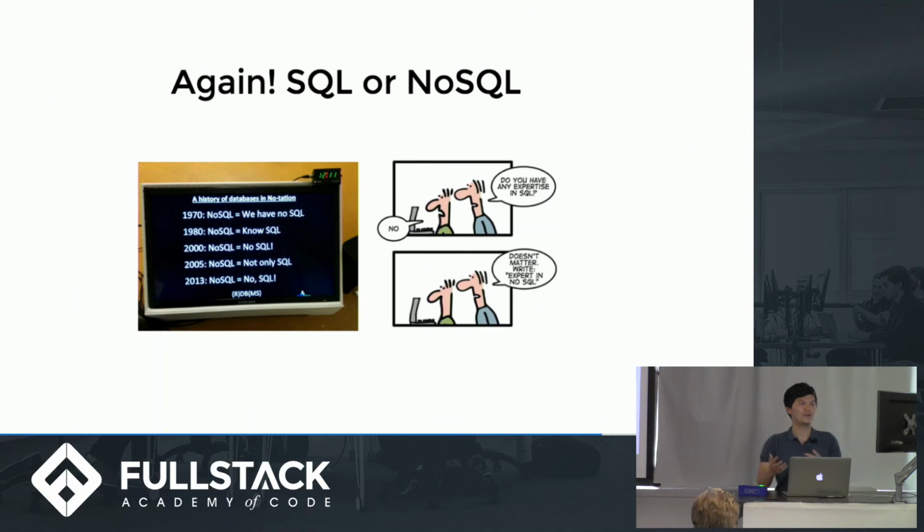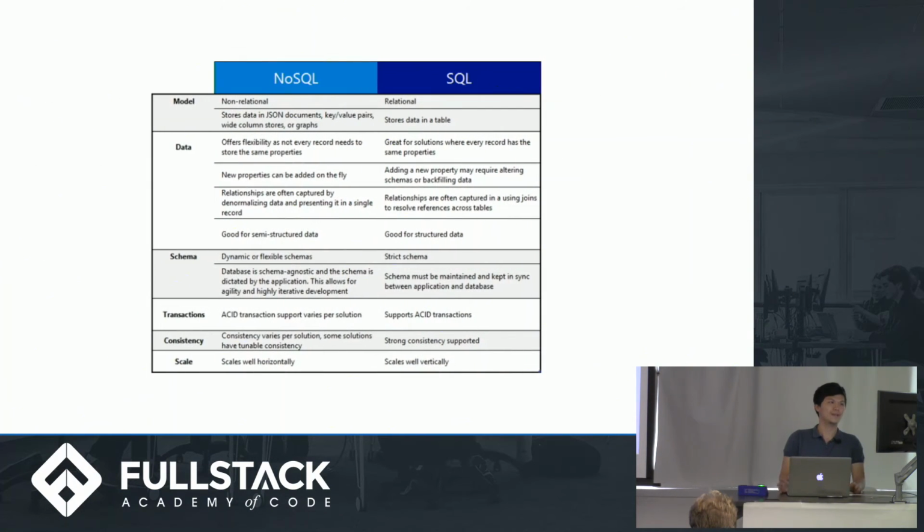So again, SQL or NoSQL. Here's the comparison between NoSQL and SQL. For the model, SQL is relational and NoSQL is non-relational. SQL stores data in tables, and NoSQL stores JSON objects, key value pairs, just like I said. For the data, SQL is a great solution when, for example, you have so many data and each data has the same properties, then you probably should choose SQL for your database. But if you have data where each record has different properties, then you probably should choose NoSQL.